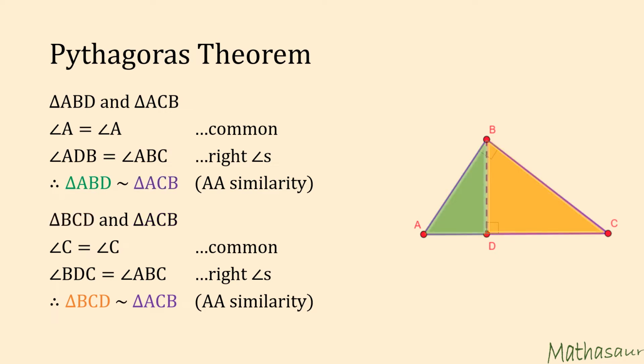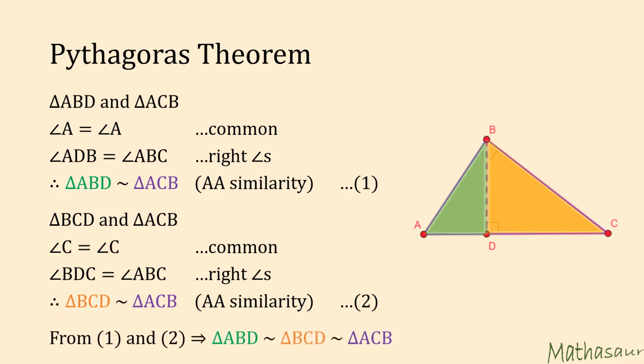Now we see that both the smaller triangles are similar to the bigger triangle. So from statements 1 and 2, we can say that all the three triangles are similar to each other. So triangle ABD is similar to triangle BCD is similar to triangle ACB.